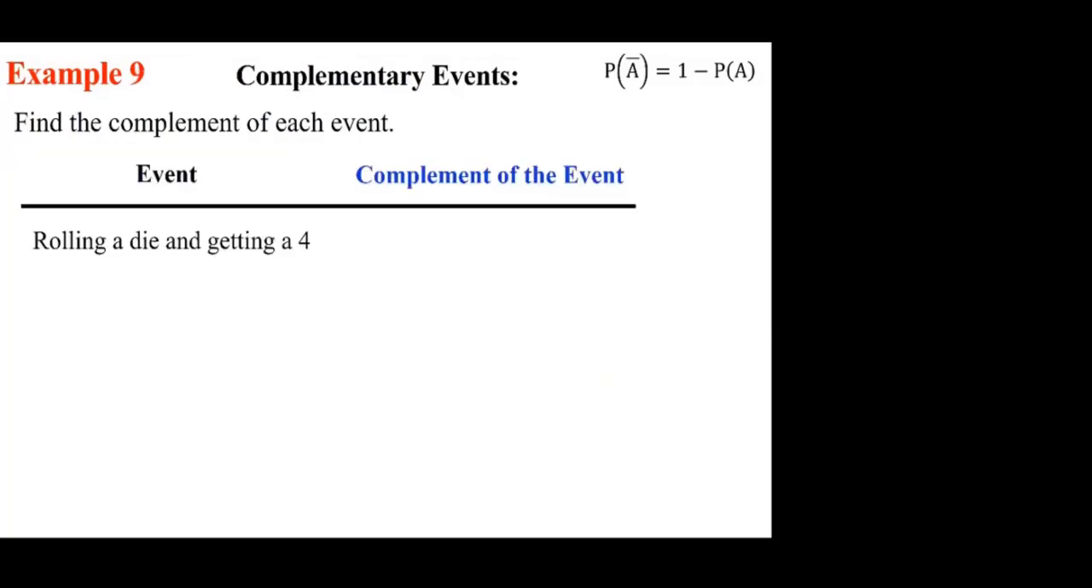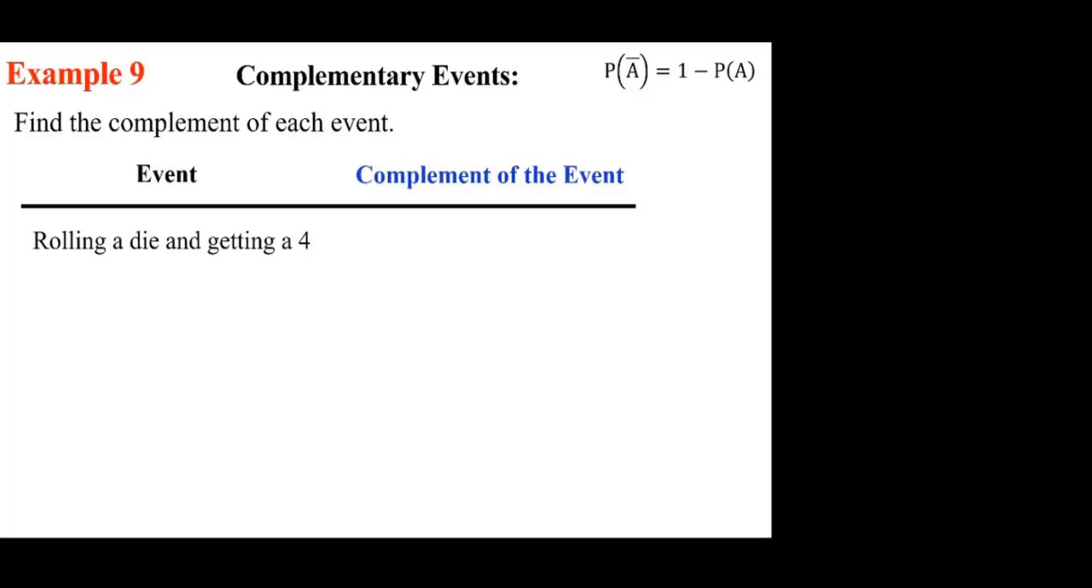The concept of complementary events. As far as the probability is concerned, probability of A complement, or A bar, or A naught, is known as 1 minus probability of A. Complementary events.